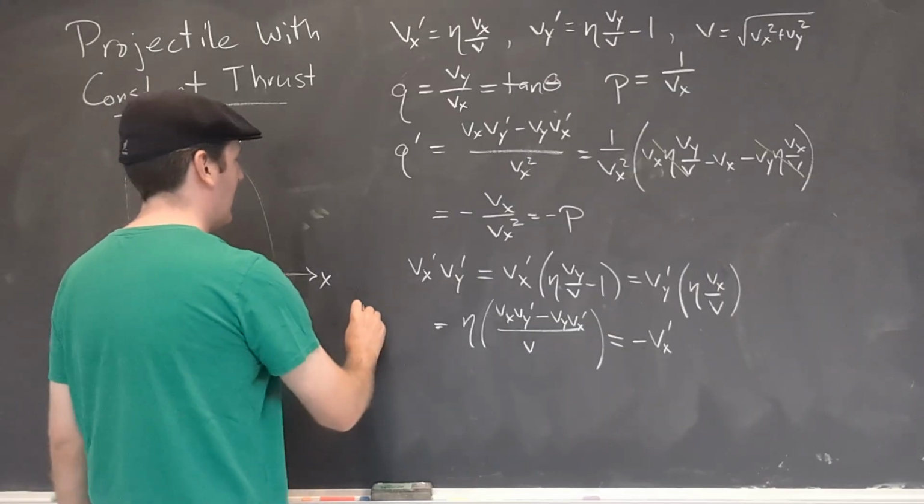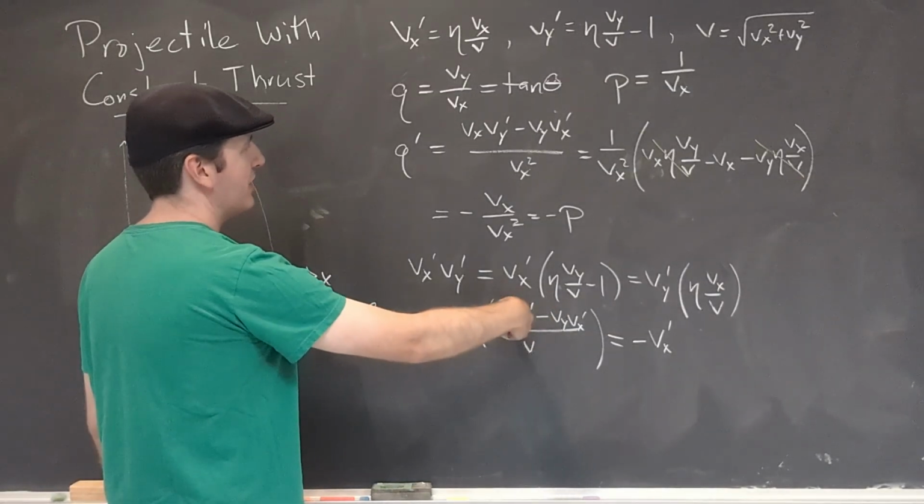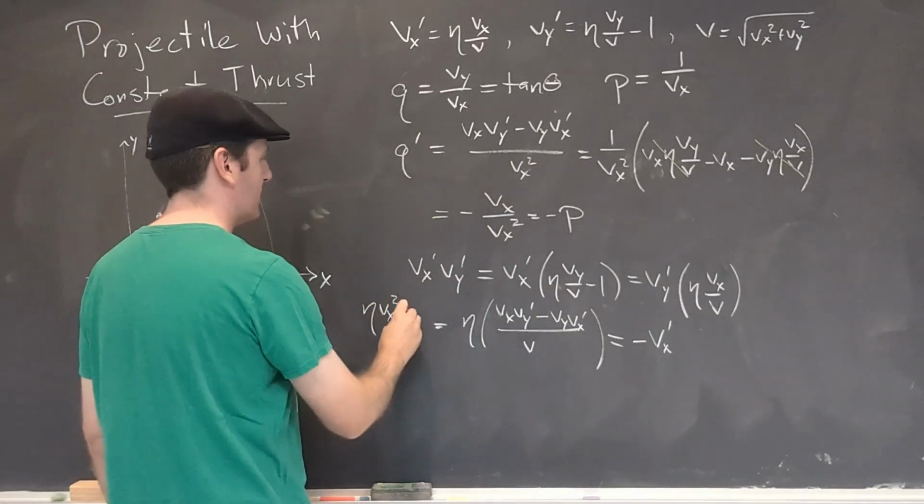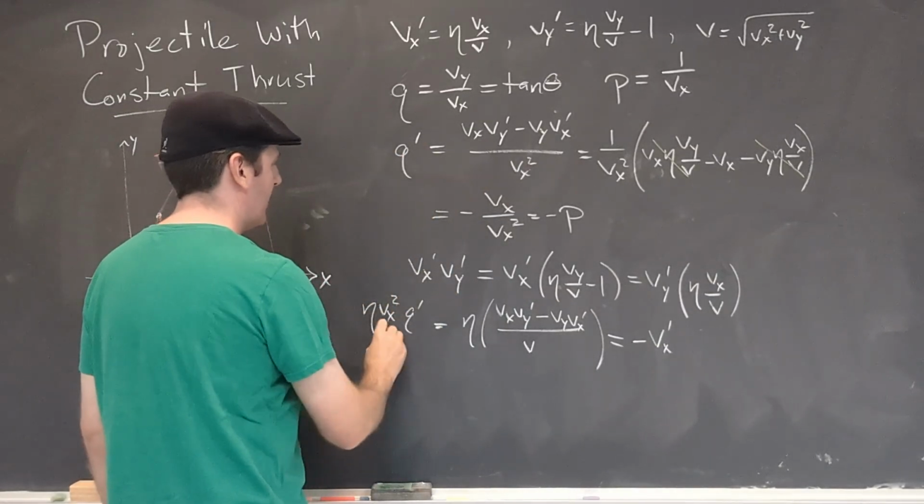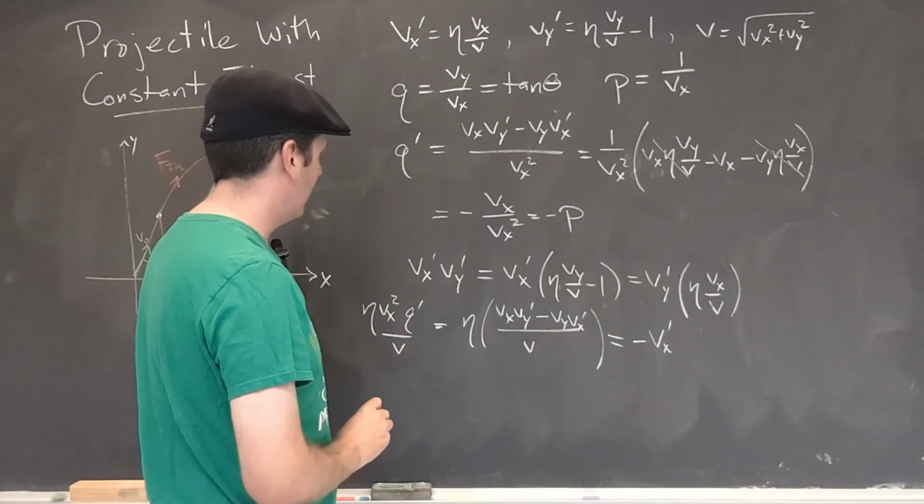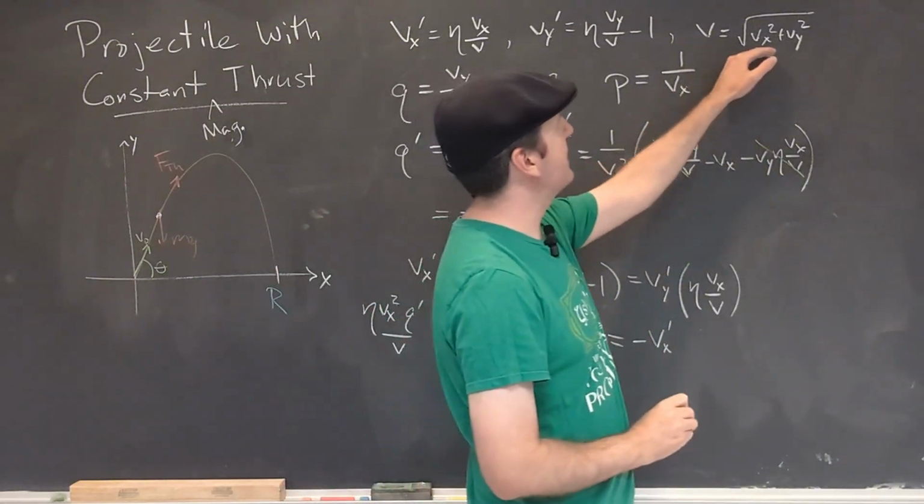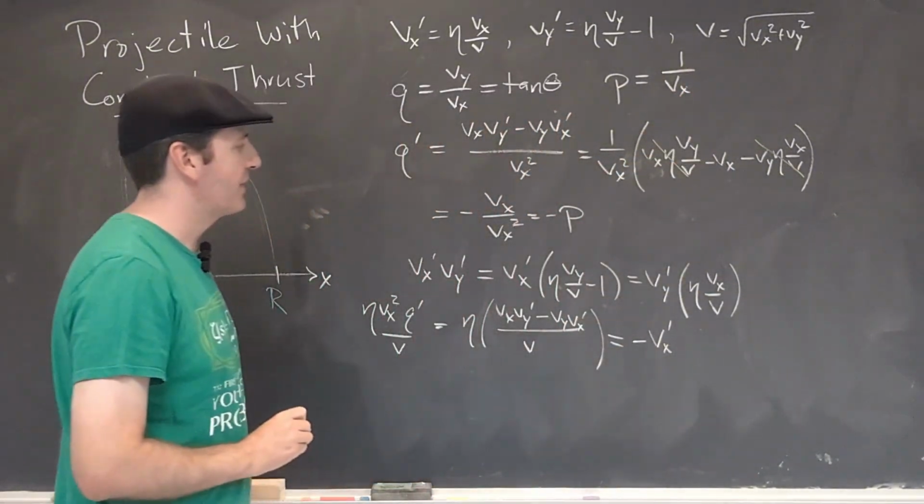This is just going to be eta. This is the numerator of Q prime, so it's Vx squared, moving this guy over here, Q prime over V. Okay, that's looking kind of nice. Let's recall that V is Vx squared plus Vy squared.